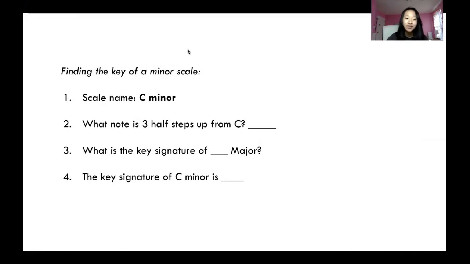Okay, so let's go over the C minor scale. We're going to first find out what the relative major is, and we do that by going up 3 half steps. So let's go up 3 half steps. We start from C, we go up to C sharp, we go up to D, and then we go up to D sharp.